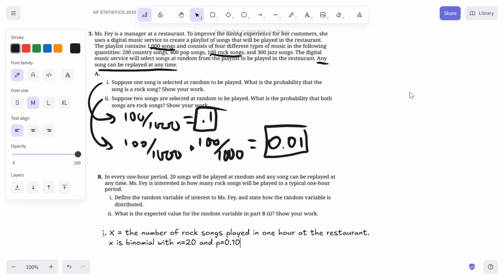Now, for part 2, the expected count is just going to be the number of trials times the probability of success, which you can get, that's on the AP Stats formula sheet. So here we just do 20 times 0.10, which is 2 rock songs. It's helpful to label your answer.